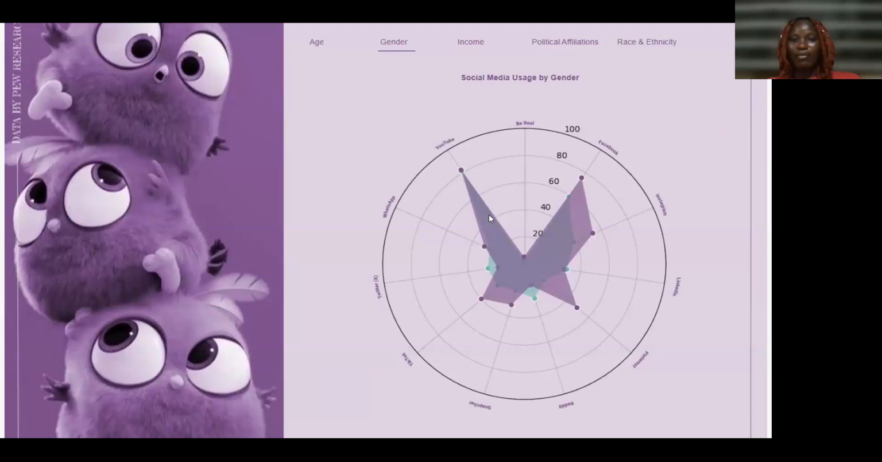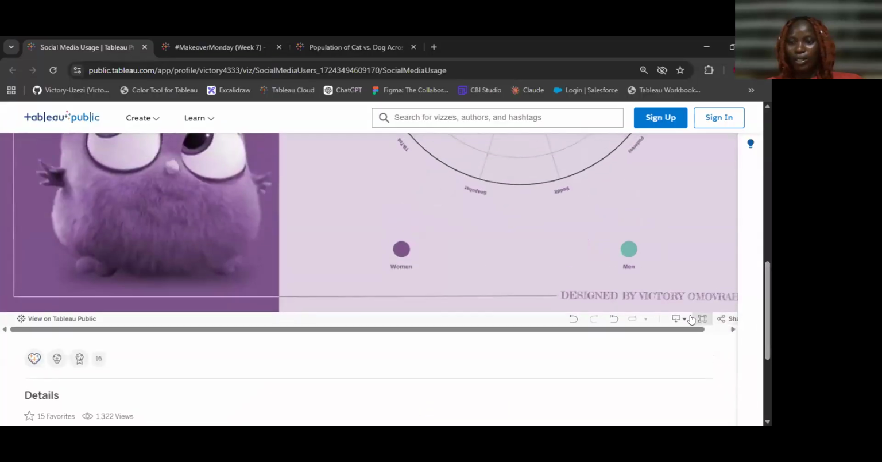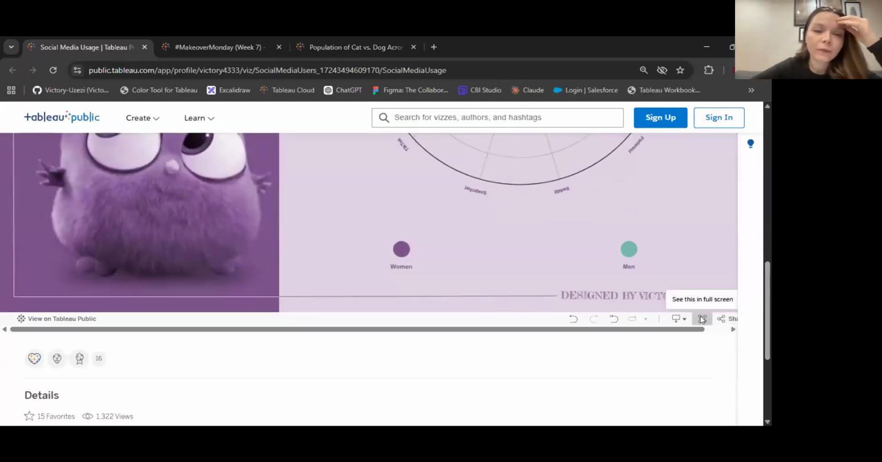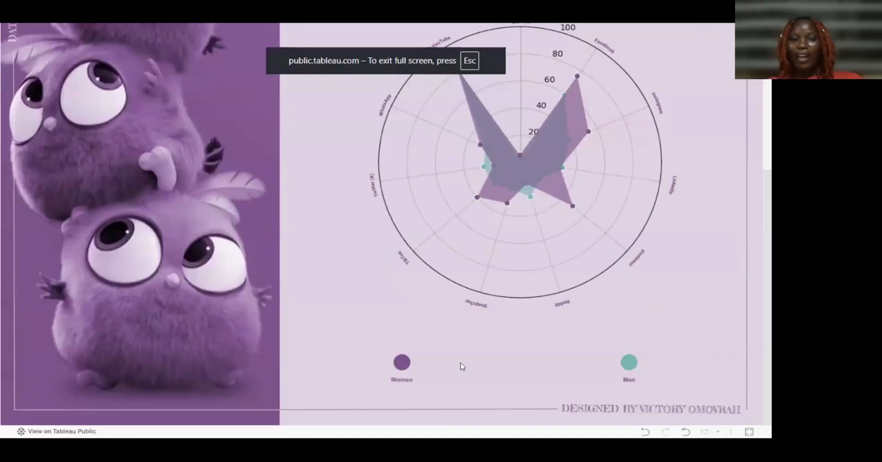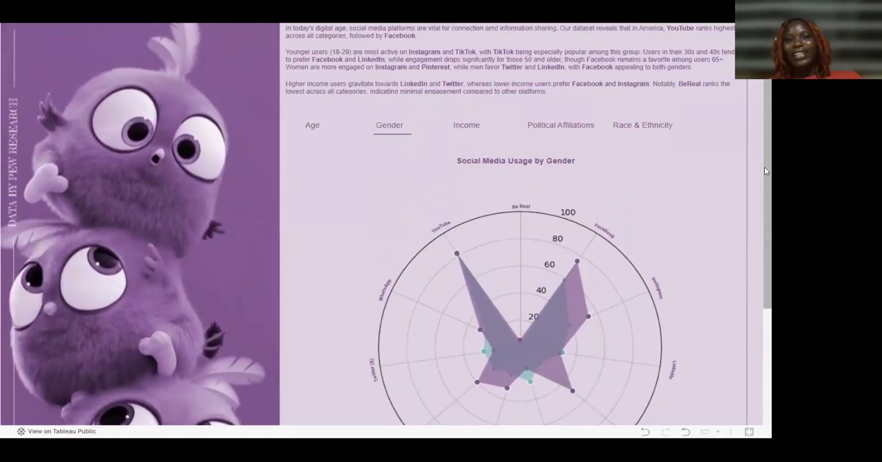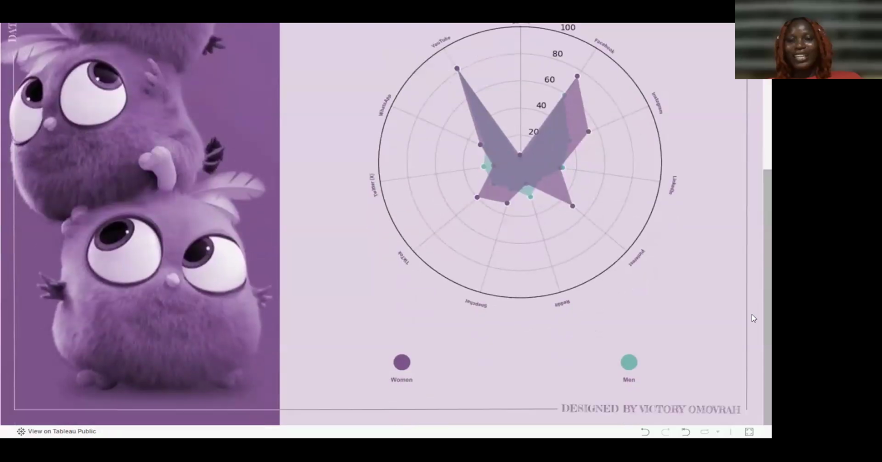For the gender, we have the male and female. Currently, my screen froze. Okay, all right, it's back, it's working, it's okay. So we have the women and the men. So this is for gender and the game.